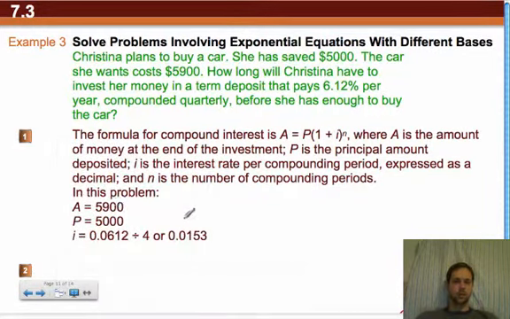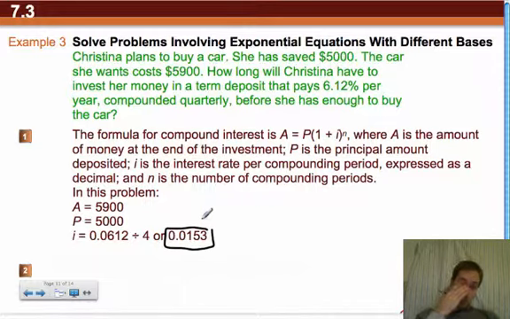So let's see if we can make this thing work for us. We changed i, because it was compounded quarterly, to the amount of interest you will earn every quarter. Okay, so that's this number right here, 0.0153, which is 1.53% per quarter, which would give you 6.12 per year. Now, we have everything we need to work on this equation.